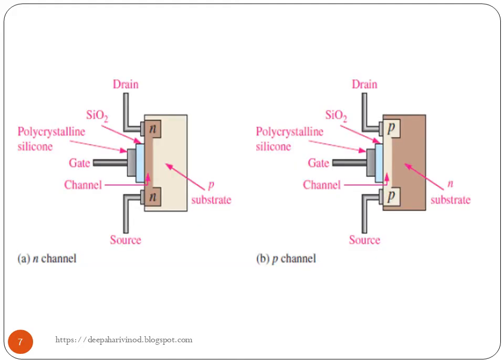And what is the difference between enhancement and depletion? In enhancement, we have to induce a channel by giving proper gate voltage. But in case of depletion, we can see a channel already present in that. The channel we already have.